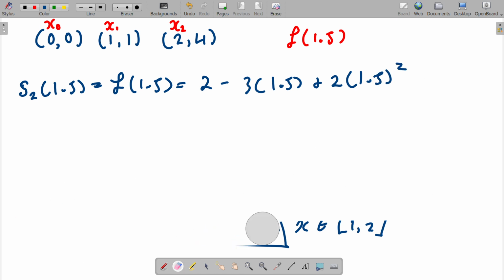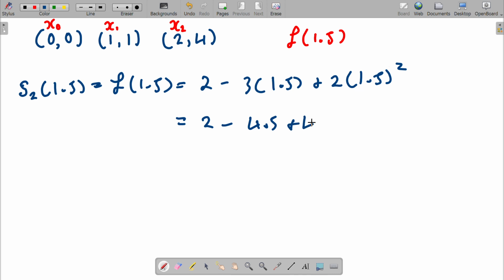If you do your math correctly there, you're just going to have 2 here, minus 3 times 1.5 is 4.5. Then 1.5 squared times 2 is plus 4.5, meaning the answer is just 2. So your f of 1.5 is actually 2, and that's your answer.